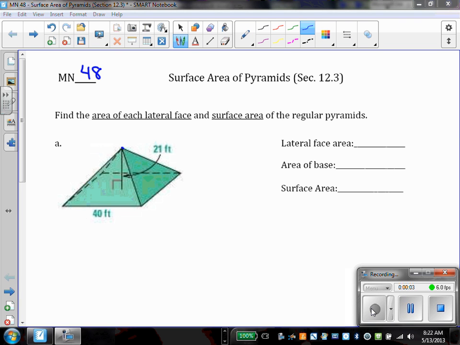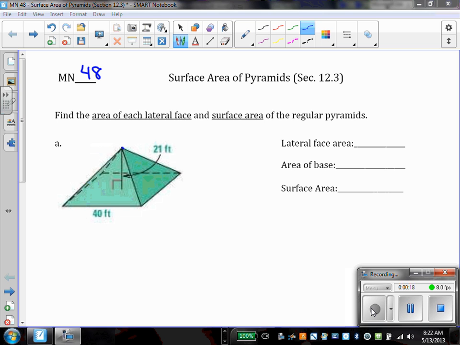Welcome, ladies and gentlemen, to your MN48 notes, where we're going to talk about the surface area of pyramids. In the instructions, it says find the area of each lateral face, and I'll tell you what a lateral face is here in a moment, and the surface area of the regular pyramids.